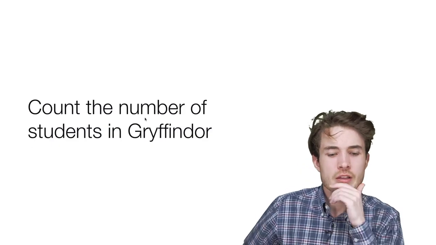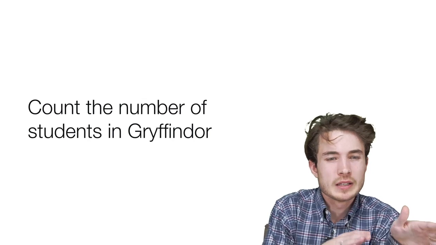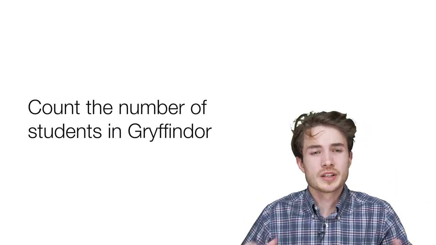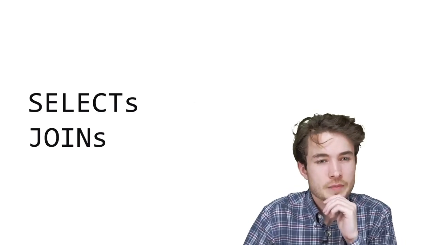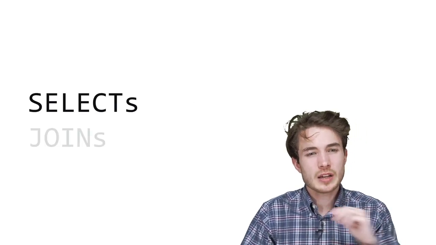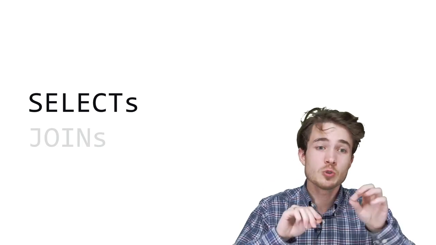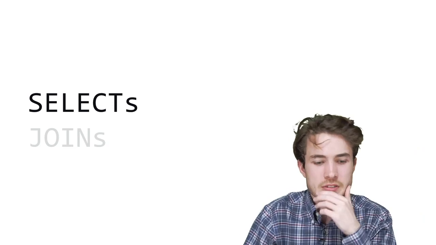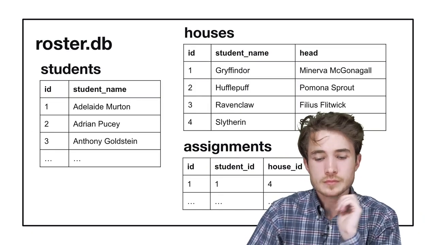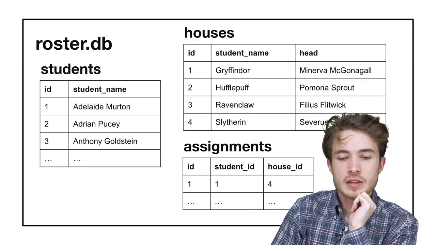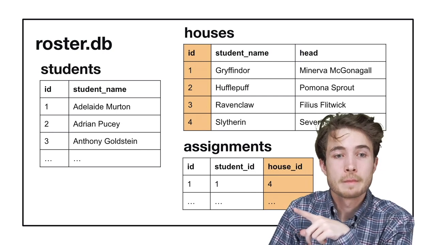Maybe we want to figure out the number of students in Gryffindor. How many students are in Gryffindor? We found that out before, but now we have this new schema, this new table organization. So how should we change our approach? Well, we could use selects, and we can make sure our selects are nested inside of each other, where one select works first, and then feeds the result to another select later on. So let's try this. Let's say I want to figure out how many students are in Gryffindor. Well, I should probably first notice that the ID column in houses corresponds with the house ID column in assignments.